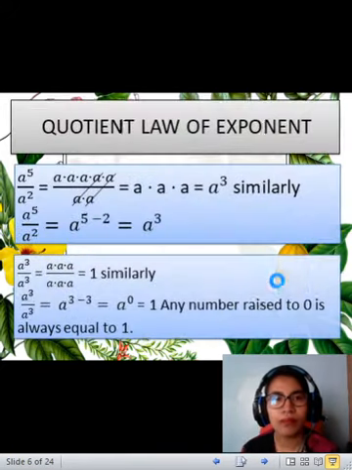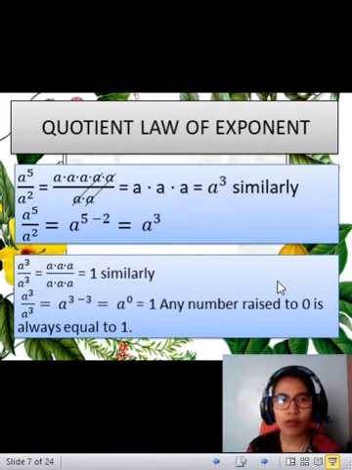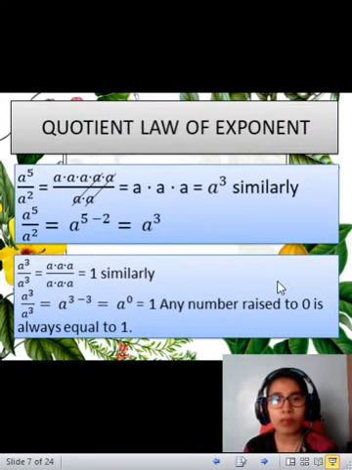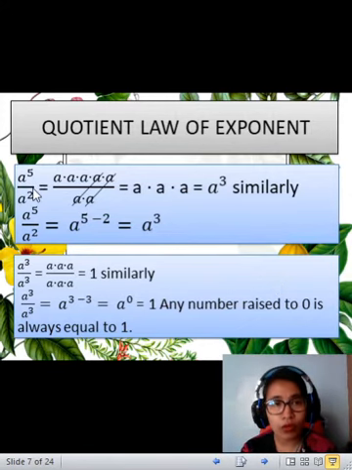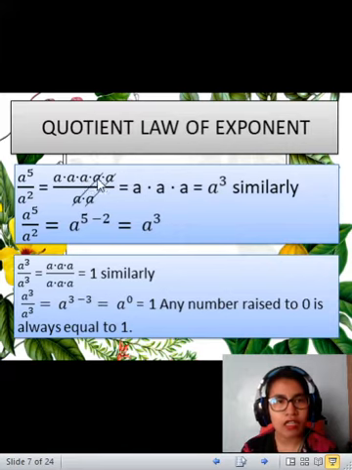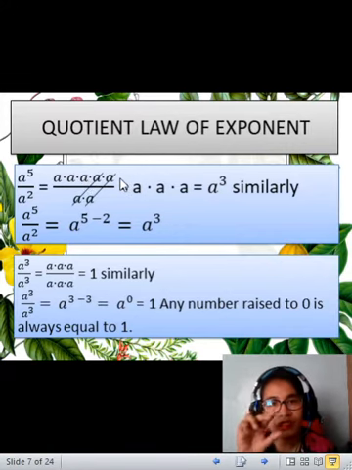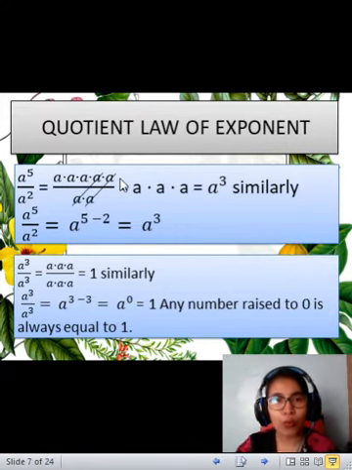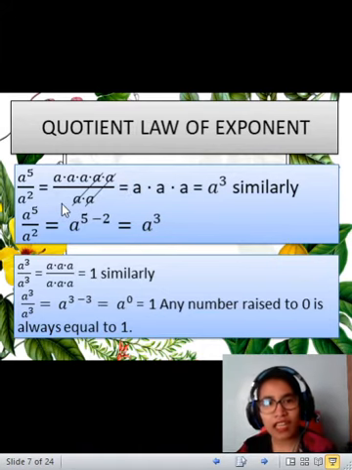Next, we have the quotient law of exponent. So again, the same with the product law, it should have the same base before you subtract. So on the product law, you add the exponent. In here, you will subtract the exponent. So we have a to the 5th over a squared. You can do it in this way: a times a times a times a times a. You just write the a 5 times. Then over the a squared, so that is a times a.